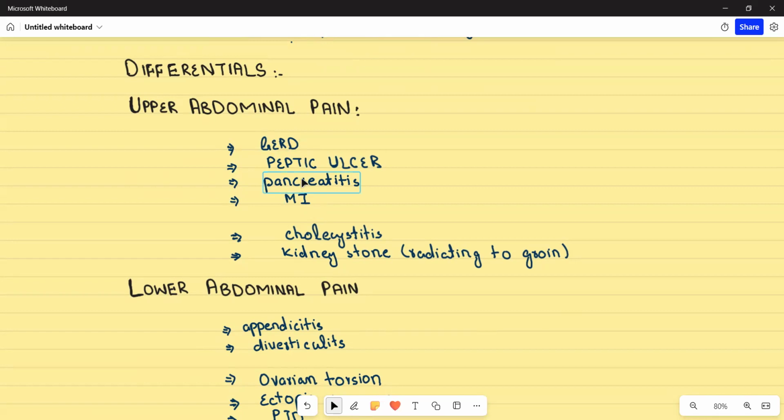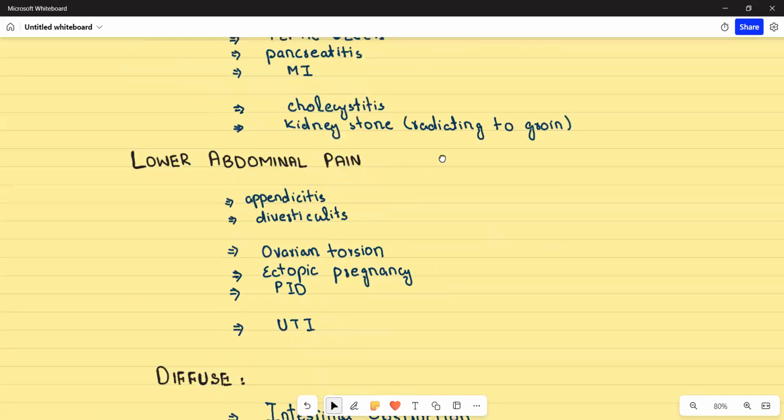So these four mainly present with pain in the epigastric region, and then we have cholecystitis, which is due to gallstones, and it is usually in the right upper quadrant, and kidney stone can present with upper abdominal pain either to the right or left, and will be radiating towards the groin. So these were basically differentials of upper abdominal pain.